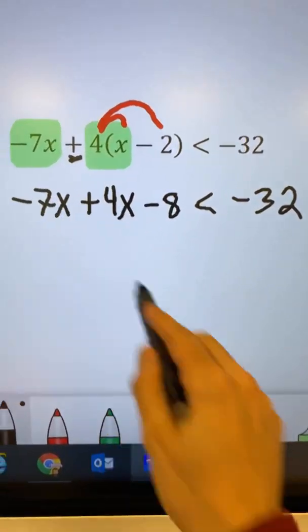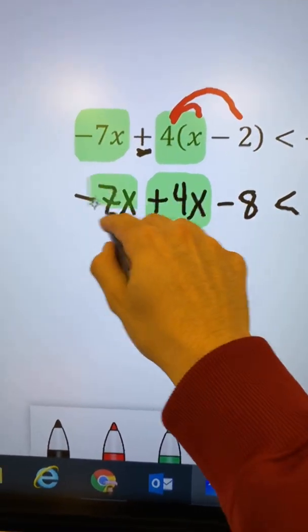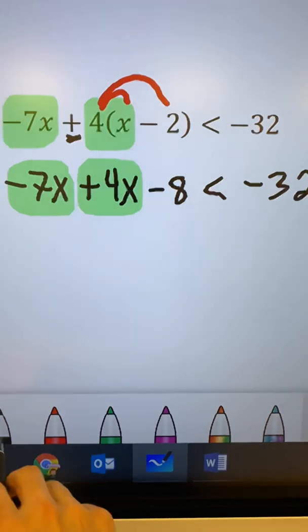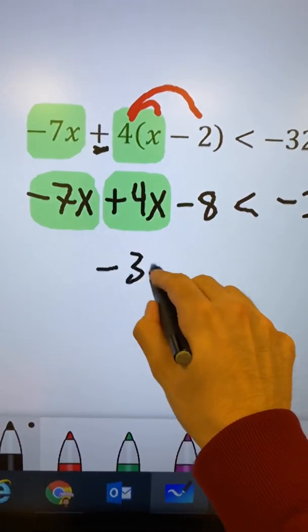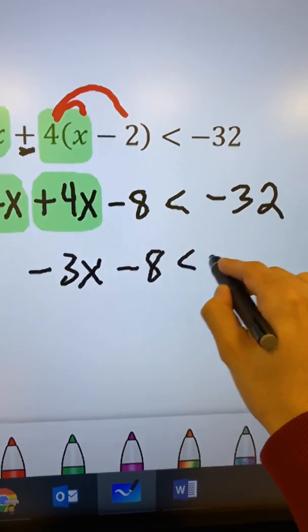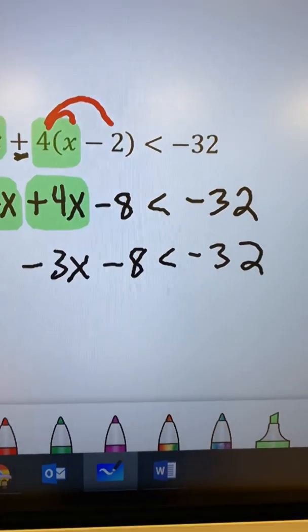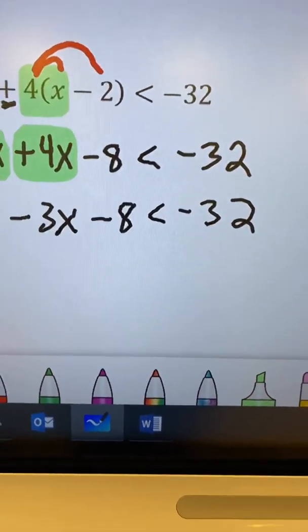And now you can see these two terms here, the x terms, I can combine these together now. So negative 7x plus 4x, you get negative 3x. And then I bring on the rest. Negative 3x minus 8 is less than negative 32.